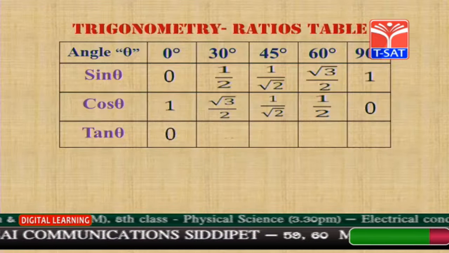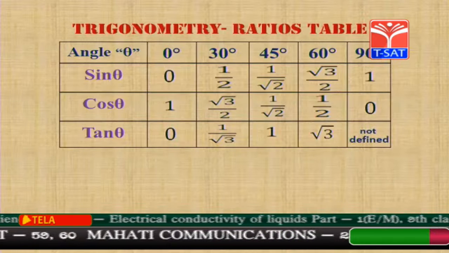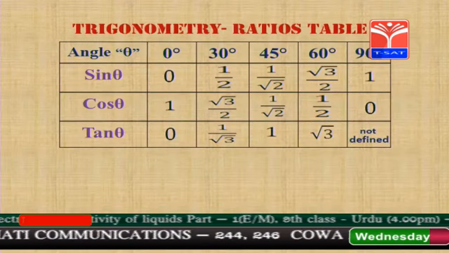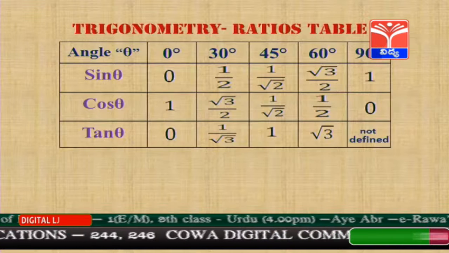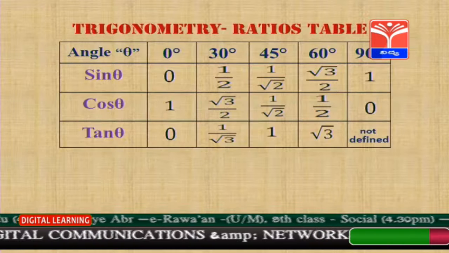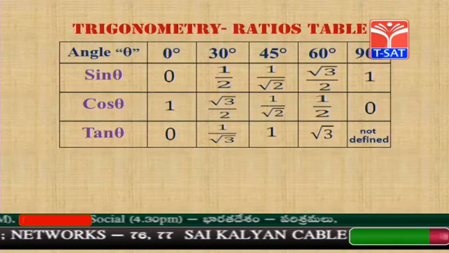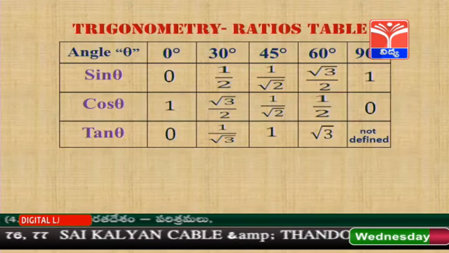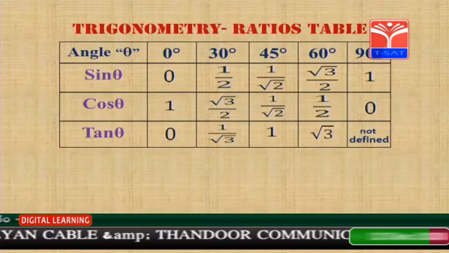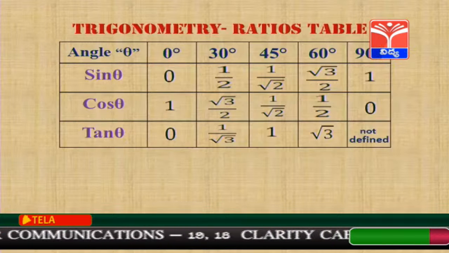Now, come to tan, it is always sin by cos. So, you will be able to see here tan 0 is 0, tan 30 is 1 by root 3, tan 45 is 1, tan 60 is root 3, but we can't define 1 by 0, that means division by 0 is not possible. So, we generally call it not defined, that means tan 90 is said to be not defined here, or we call it infinity.